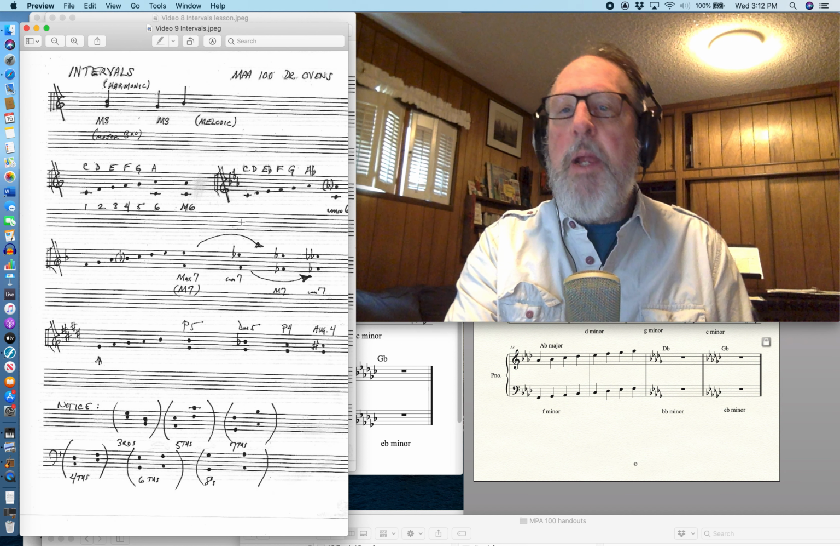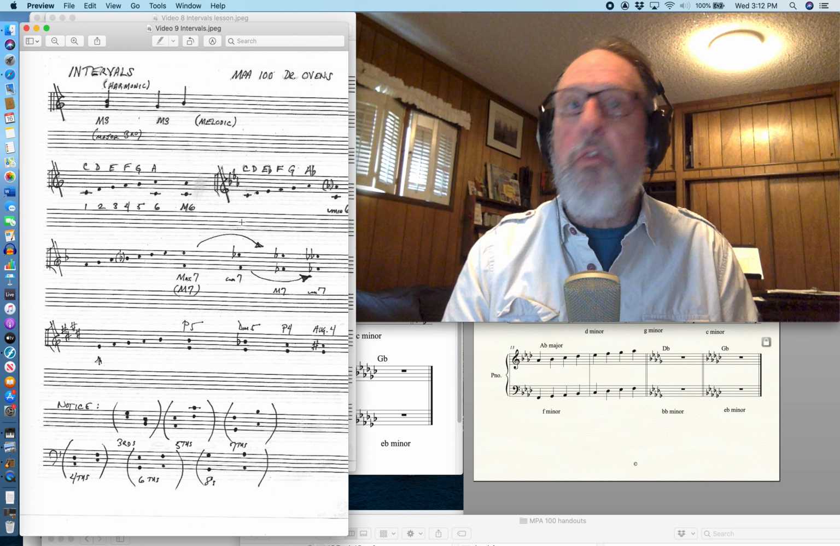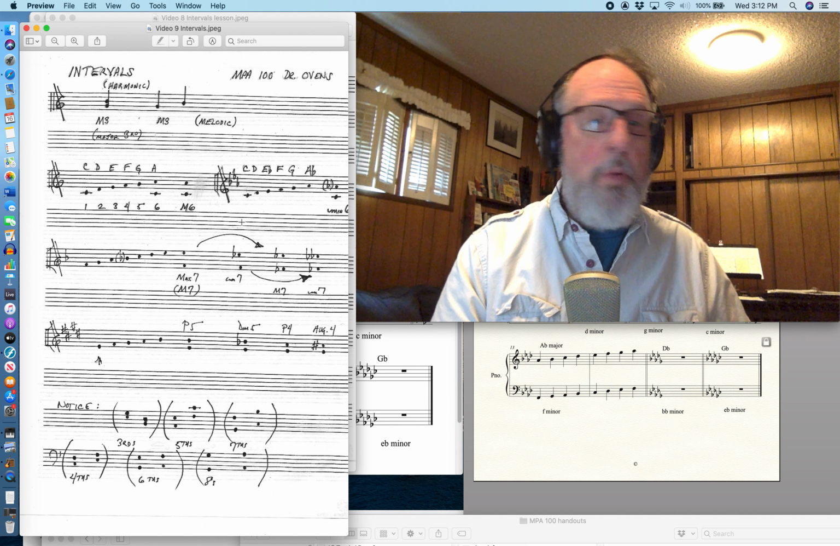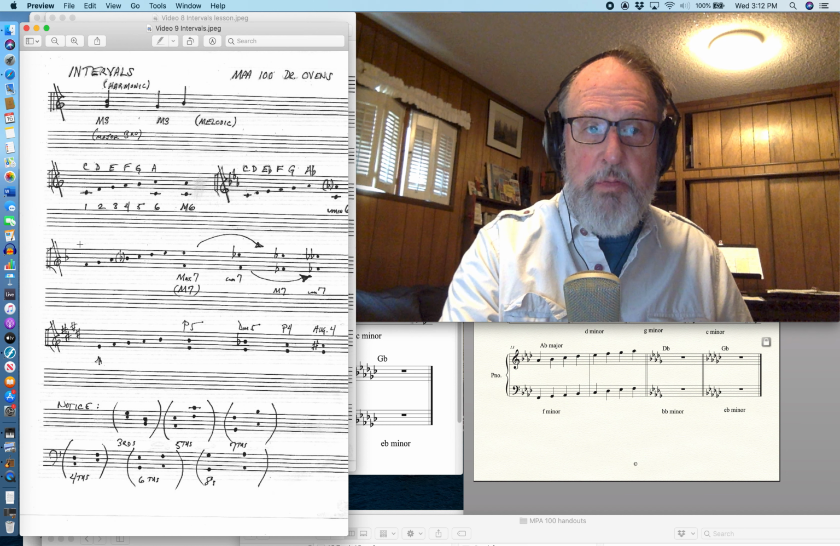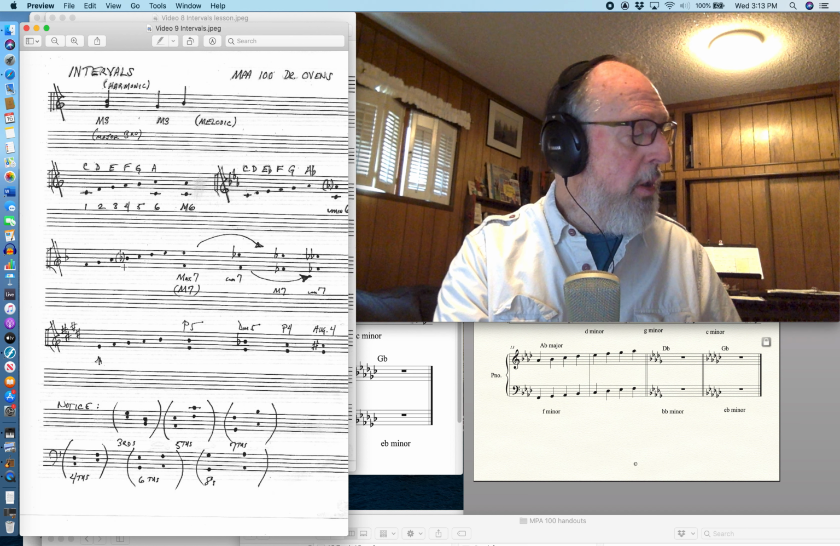What if we want to make a major seventh above the note F? Well, again, we can use the same process of reminding ourselves that F, right here, is the key of one flat, so I can just play up.